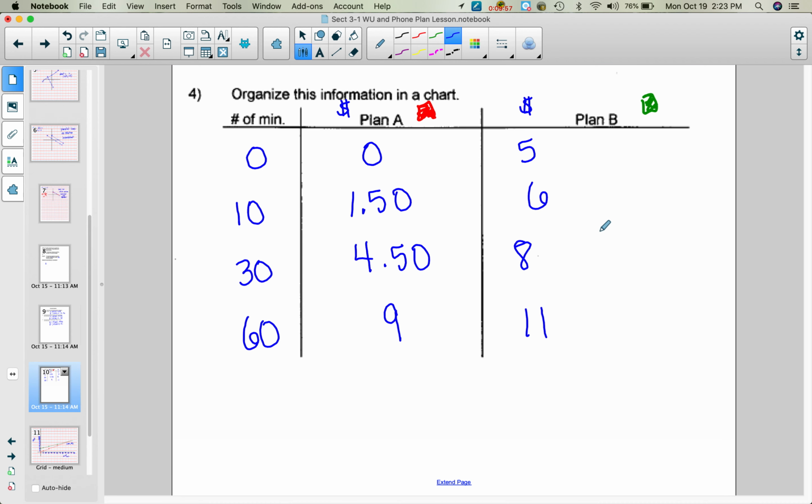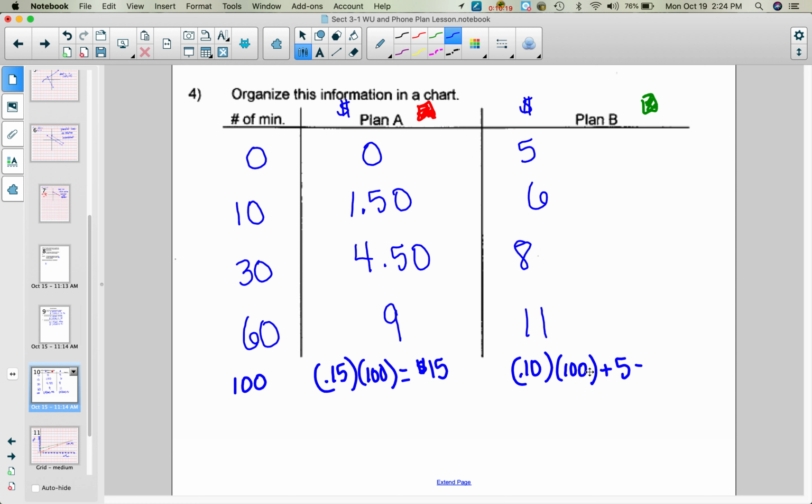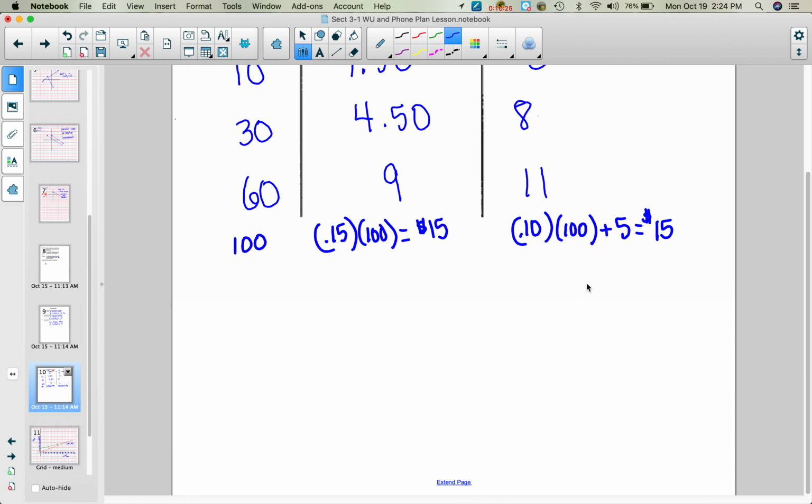So let's kind of check that out. If we put 100 in here, remember plan A was 15 cents times the number of minutes, and we would get $15. And this one was 10 cents times the number of minutes plus 5. So that would be $10 plus 5 is $15. So we can see by plugging that in that we do get the same amount.